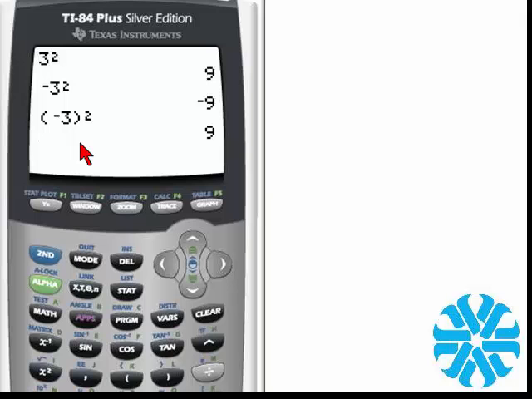So if you write negative 3 squared, and that's what you actually want, then you need to put the negative 3 inside parentheses and then square it. What that means is negative 3 times negative 3, which is equal to 9. Okay, so just pay attention to that.